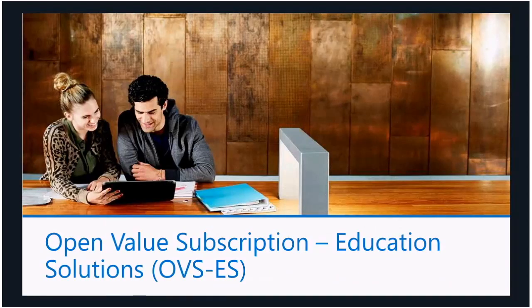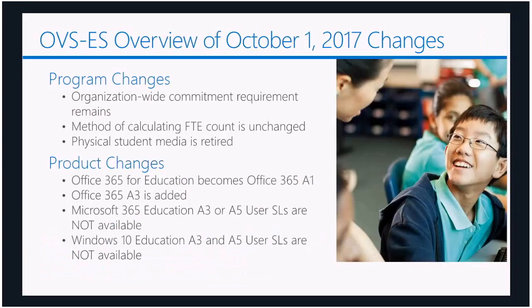Okay, so we'll go into some more specifics now around OVS first, and then we'll go on to CSP. So the first thing I want to say about OVS is that the way in which you license OVS and calculate all that is completely unchanged. So nothing's actually changed there. It's still FTE. The only thing that will continue to happen is that the prices will continue to increase. That seems to be the way in which Microsoft are doing things. So it's likely we'll see another price increase in June this year.